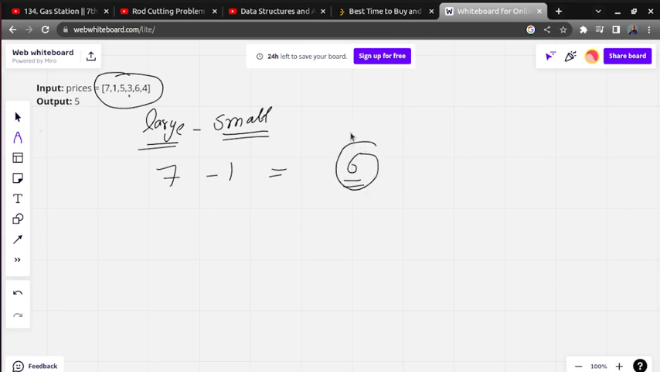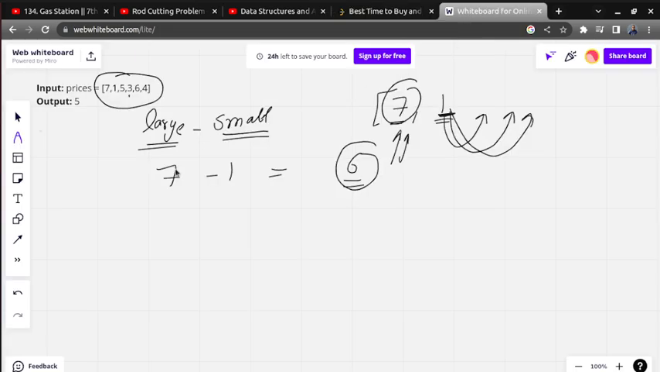But here the condition is that the array starts from here. It means on day 1 the price is 7, on day 2 the price is 1, and you cannot sell on a previous day. What you need to do is buy on one day, then sell on a day after that. I hope the question is clear to you.